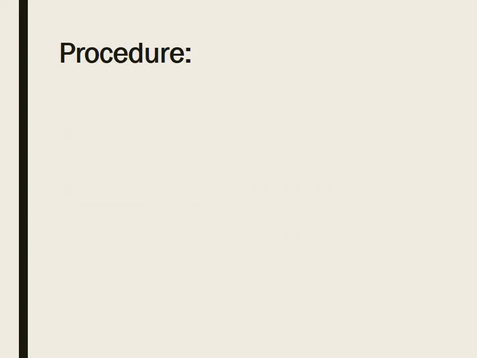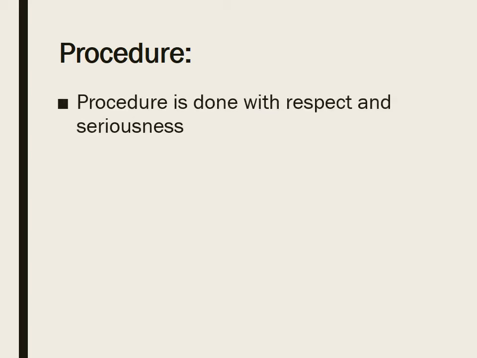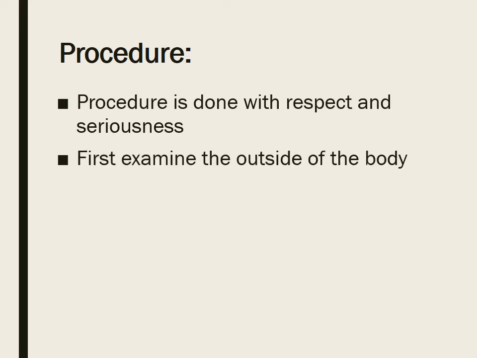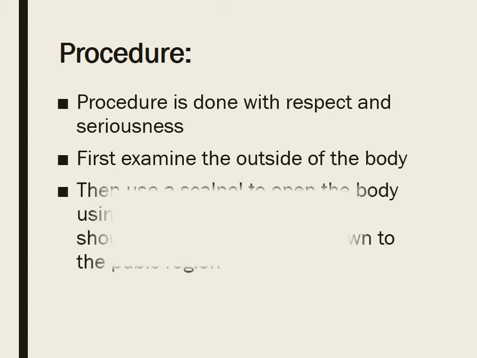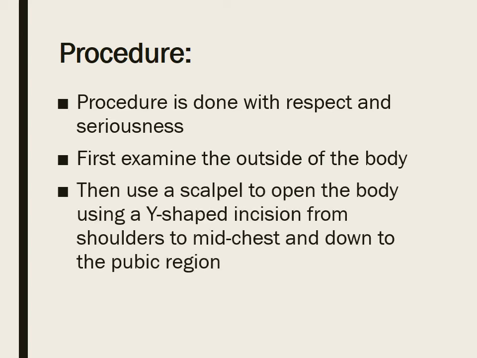The procedure for an autopsy has several different steps, but first off, it has to be done with respect and seriousness. So sometimes on TV, they're kind of like joking around doing it. That would never actually happen. So first, the outside of the body is examined before the body's cut open, obviously. A scalpel is used to open the body using what's called a Y-shaped incision from the shoulders down to the mid-chest, and then down to the pubic region.